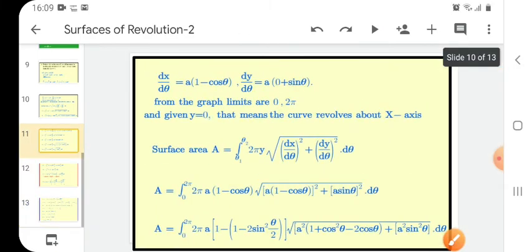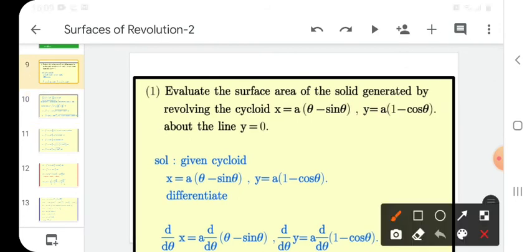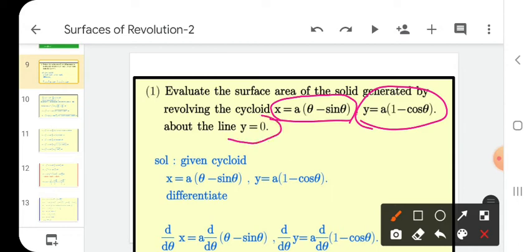See here, what is our given equation? You see, it is most important to check which form the given equation is in, which axis this curve revolves on, and what the limits are. These three are the main important points we should check. Check which form the given equation is in: parametric form. And the curve revolves about the line y equals 0. Y equals 0 means x-axis.